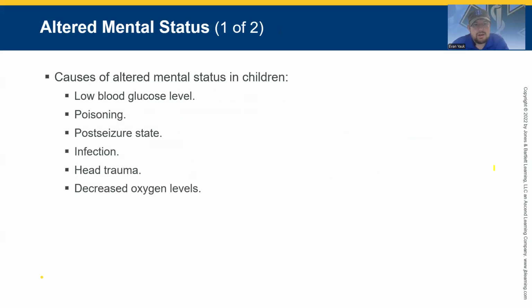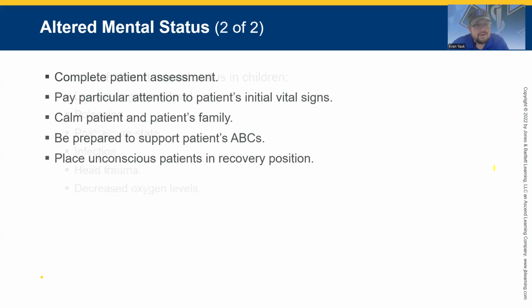Altered mental status. Causes of altered mental status in children: low blood sugar. Yes, kids can have low blood sugar. Poisonings, post seizure state, infection, head trauma, decreased oxygen levels. Complete your patient assessment. Pay particular attention to the patient's initial vital signs.